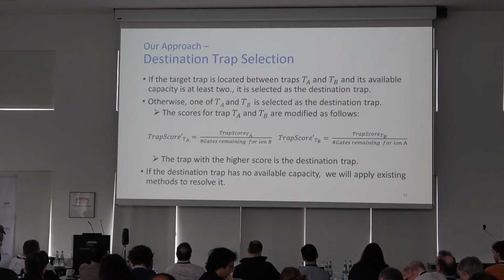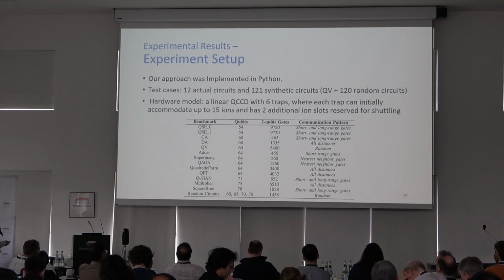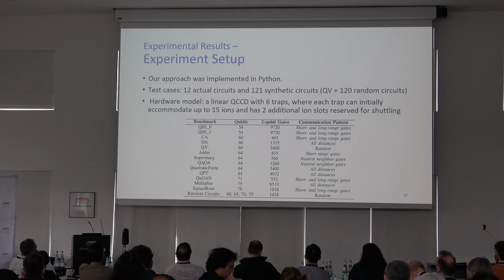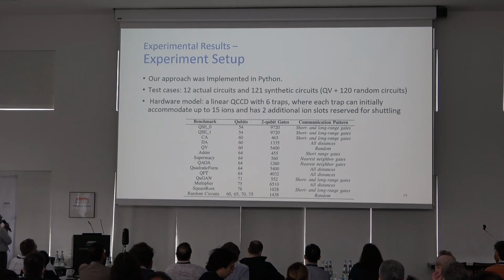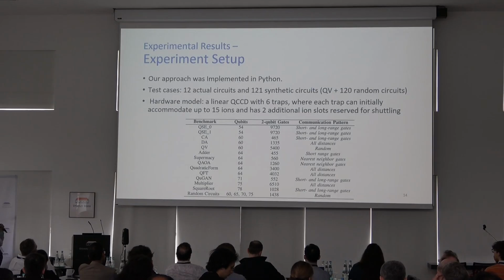Okay, now let me move on to the experimental results. Our approach was implemented in Python, and it was evaluated on 12 actual circuits and 121 synthetic circuits. And those synthetic circuits actually include a QV and 120 random circuits.